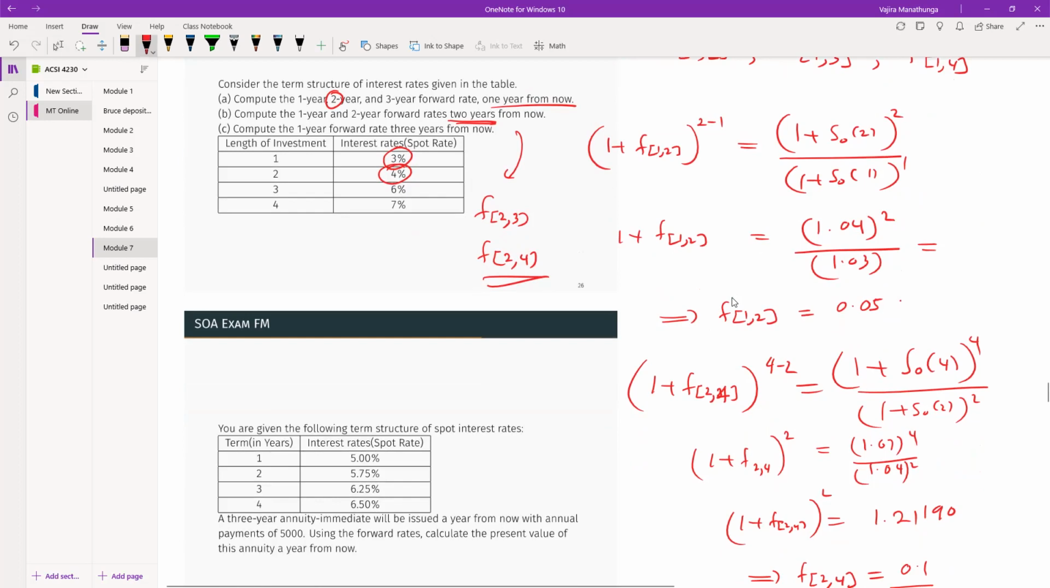So you can do the same with the other one too. The 1 year forward rate 3 years from now, so basically you're calculating F3,4. One year forward, but 3 years from now. The difference between these two should be 1, starting from 3 years now.